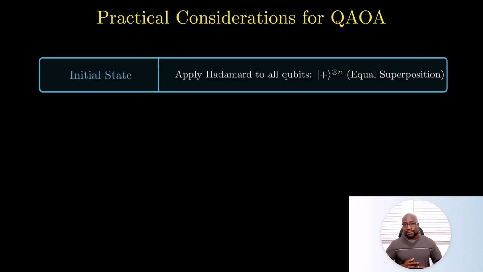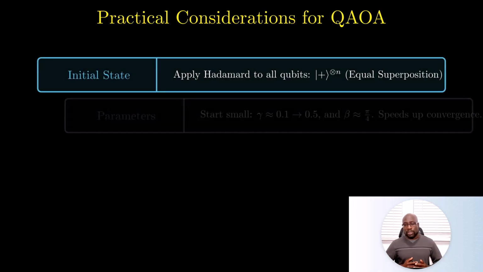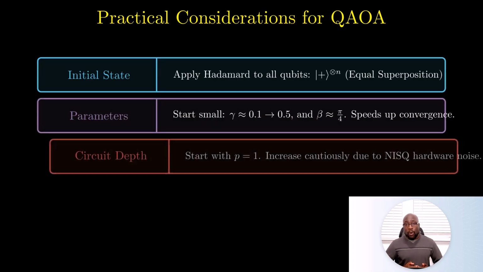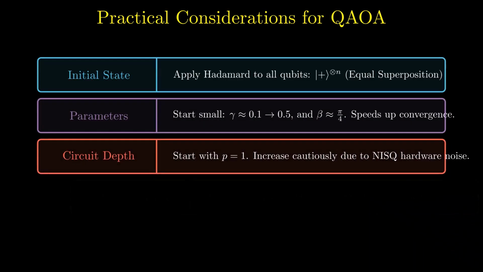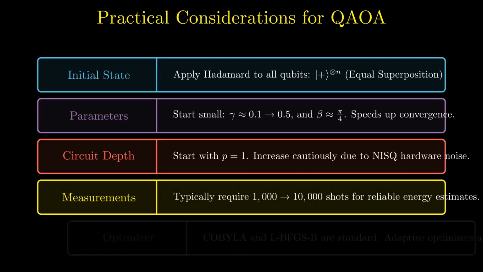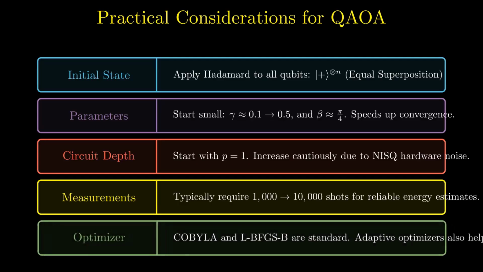When implementing QAOA in Qiskit, several practical factors matter. The initial state always starts with Hadamard gates on all qubits. This is standard for QAOA. And for parameter initialization, gamma often starts small, around 0.1 to 0.5. Beta often starts around pi over 4 or pi over 2. Good initialization can significantly speed up convergence. And for circuit depth, start with p equal to 1. Increase only if needed. Each additional layer adds noise on NISQ hardware.